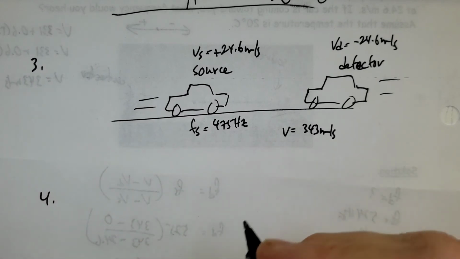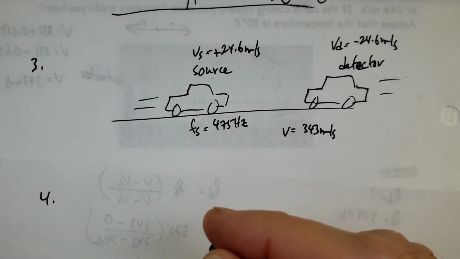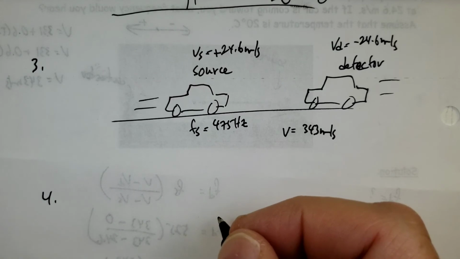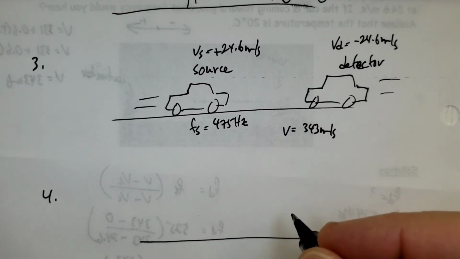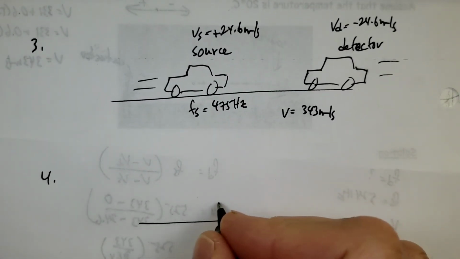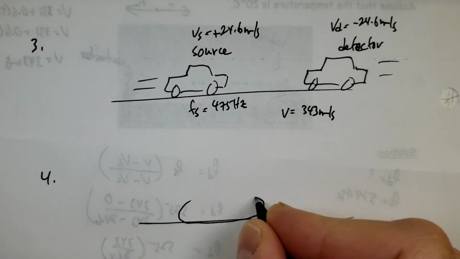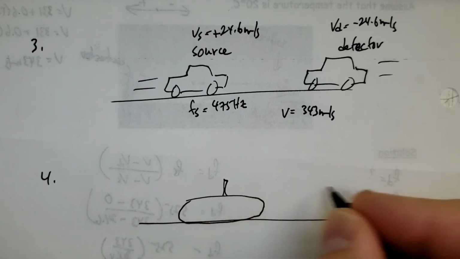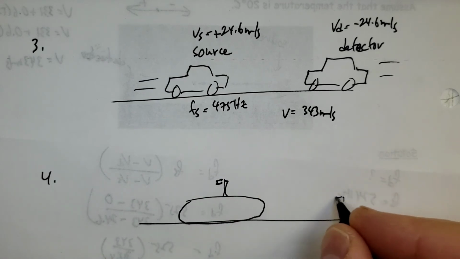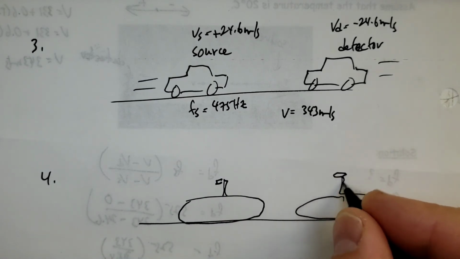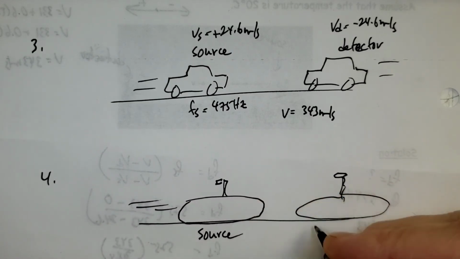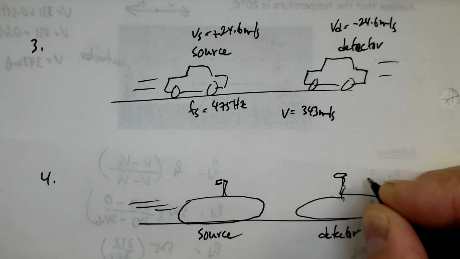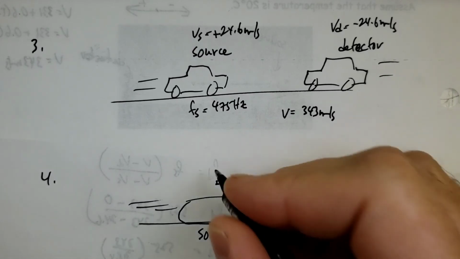Number 4, a submarine is moving towards another submarine at 9.2 meters per second. It emits a 3.5 times 10 to the 6 ultrasound. What frequency would the second sub at rest detect? So we have a sub. I'm not very good at drawing a sub. It looks more like a curling rock. It looks exactly like one. So here we have the source, detector.